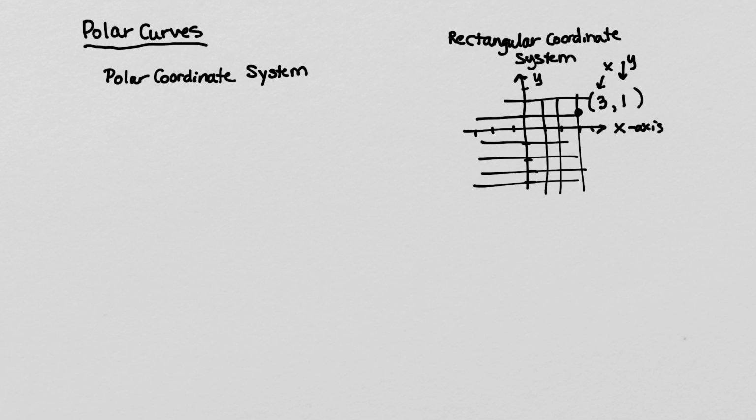In the polar coordinate system, which is what we're learning about today, there's one basic element around which the entire system is built. Instead of having an x-axis and y-axis, there's simply what we call the pole. The pole is what everything is built around. The pole is like the origin. If you were to put the pole onto a rectangular coordinate system, it would be stuck right there in the middle at the origin.